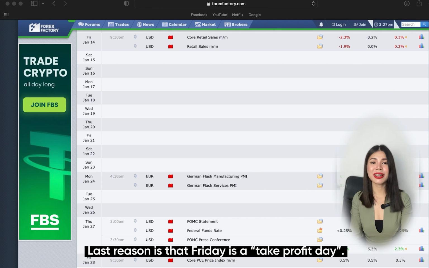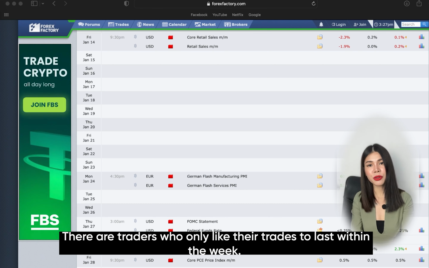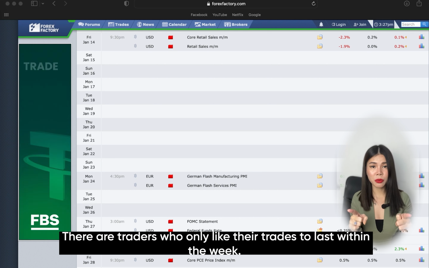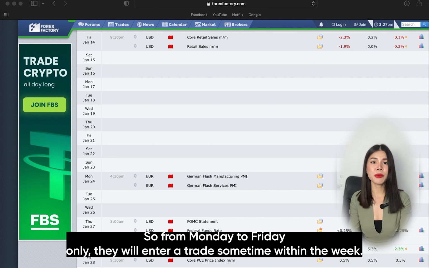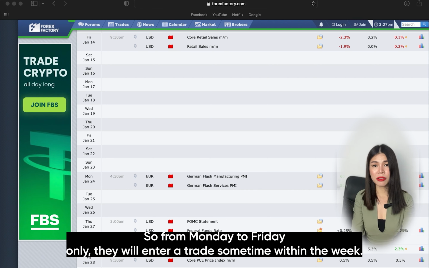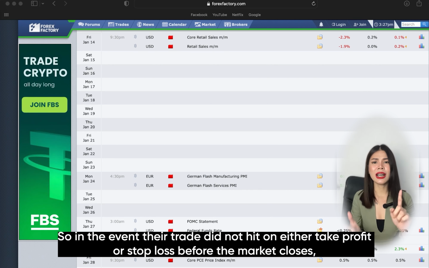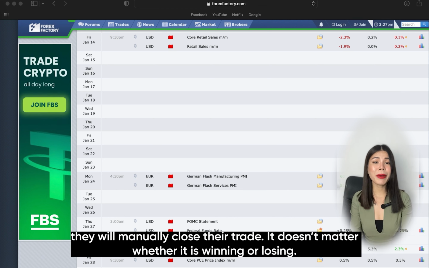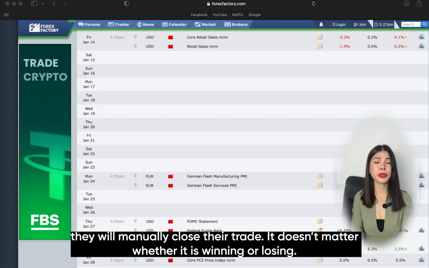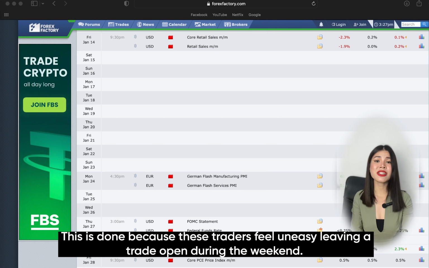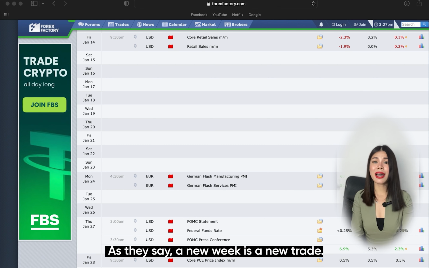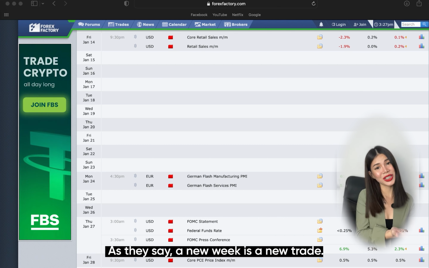Last reason is that Friday is a quote-unquote take profit day. There are traders who only like their trades to last within the week, so from Monday to Friday only. They will enter a trade sometime within the week. So in the event their trade did not hit either take profit or stop loss before the market closes, they will manually close their trade. It doesn't matter whether it is winning or losing. This is done because these traders feel uneasy leaving a trade open during the weekend. As they say, a new week is a new trade.